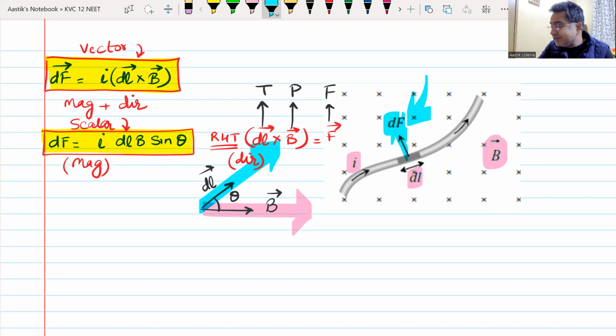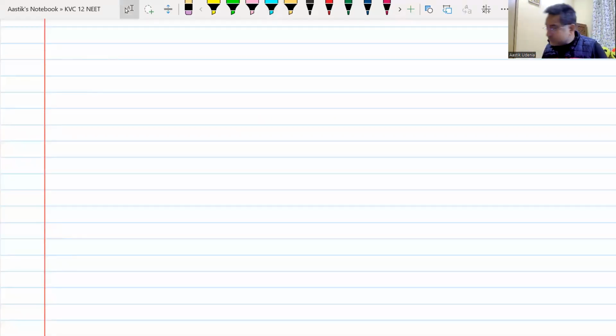We have seen the direction and magnitude of magnetic force on a small segment of the wire. The question that is going to come in the exam will not be on a small segment of the wire. So let us now move on to the next heading: magnetic force on a straight wire.